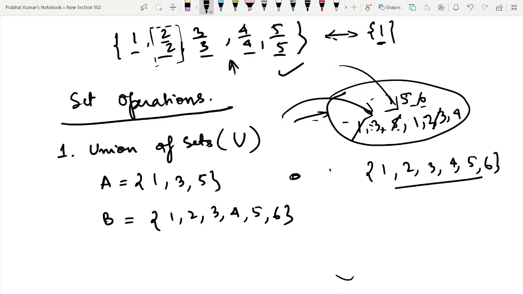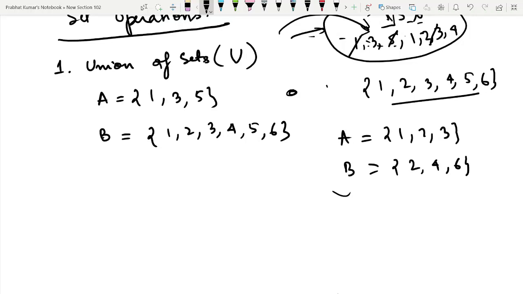So you can take examples like this also. Suppose A is 1, 2, 3, and B is 2, 4, 6. If you take their union, A union B will be 1, 2, 3, then 2 is already taken, then 4 and 6. Right? So this is the merging of two things by avoiding the duplicates.